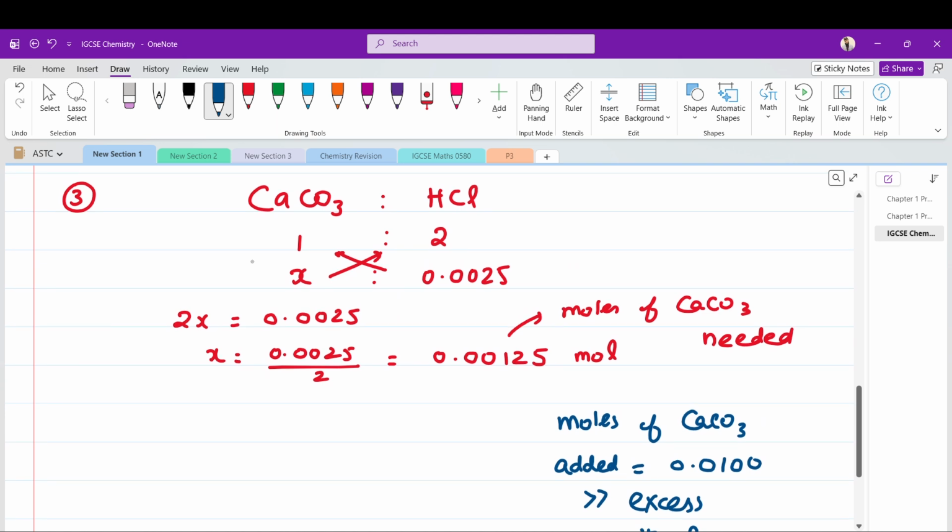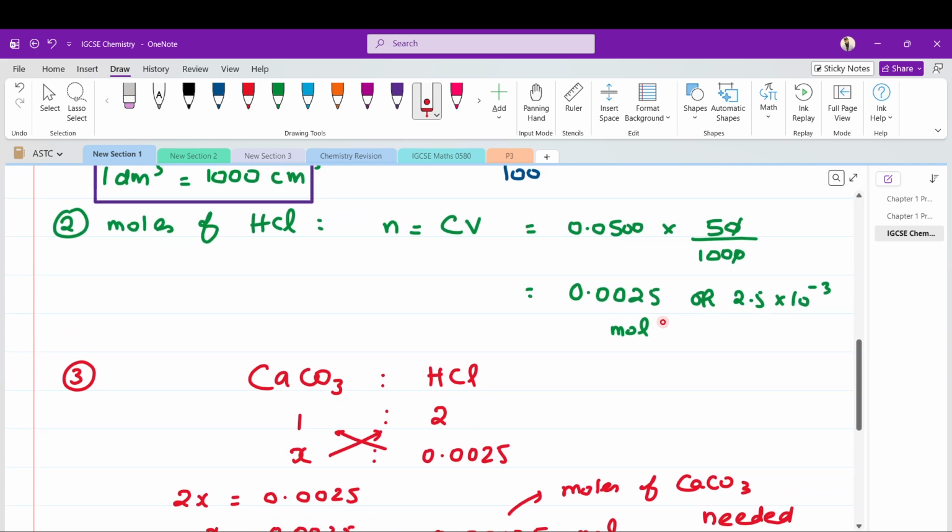We can also do the other way around: you fix HCl, you fix calcium carbonate, you'll be using 0.01, and here you're going to place X, and when you work it out, then you will get a different value. This value is going to be a greater value. You're going to realize that the moles of HCl needed are actually more, but what we added was actually less. So therefore, this is going to be the limiting reactant.